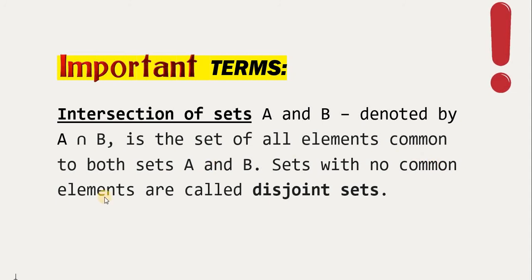Sets with no common elements are called disjoint sets. So, kung halimbawa ay may pinapahanap na intersection sa dalawang sets, tapos wala namang common sa kanila, okay? Then, ang tawag doon, disjoint sets.